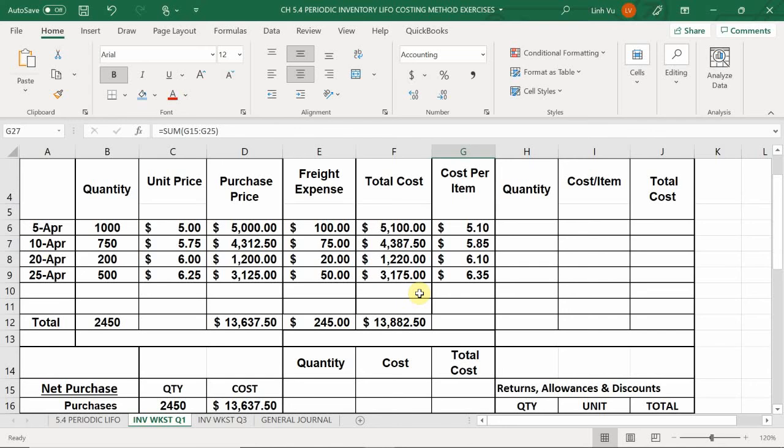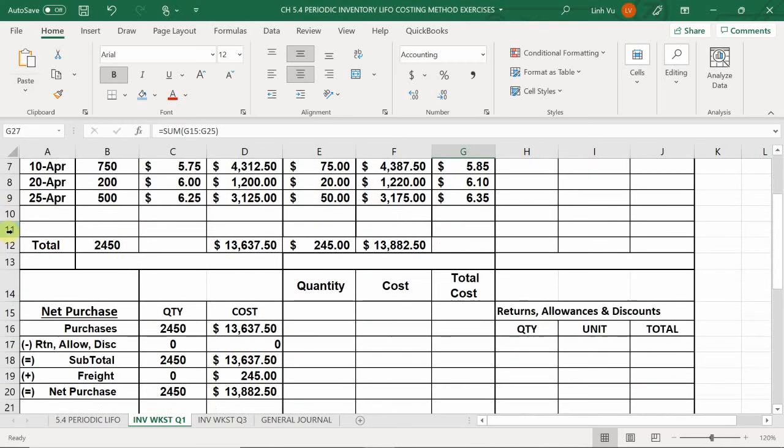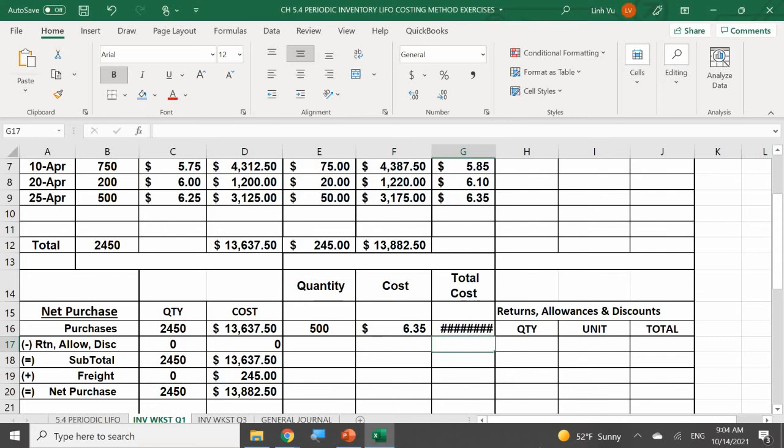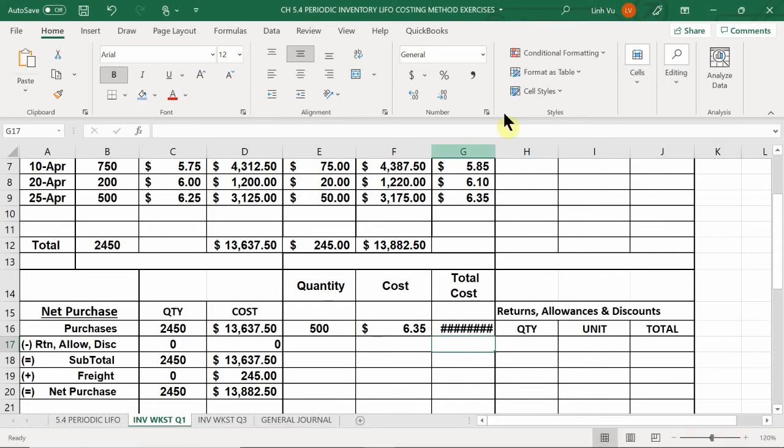The one from April 25th, the 500. Yes, the one from April 25th, the 500, which is going to cost me $6.35 each. In this case, because I'm going to take the entire batch, that's 500 units, which costs $6.35 each, which gives me a total cost of 3,175.